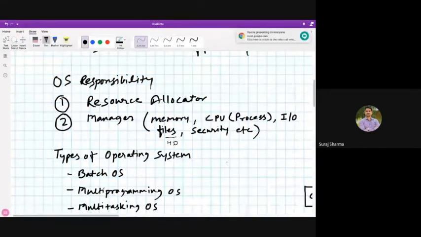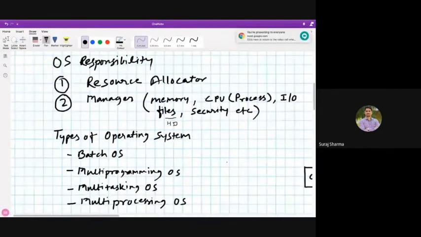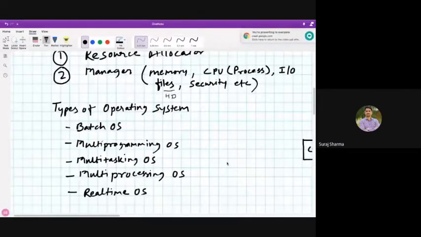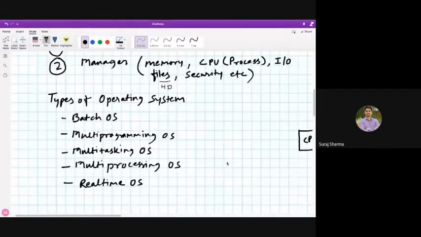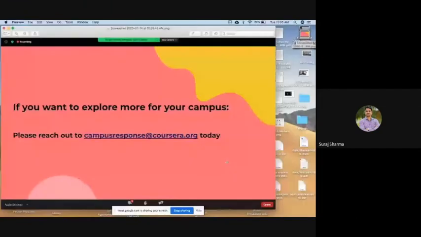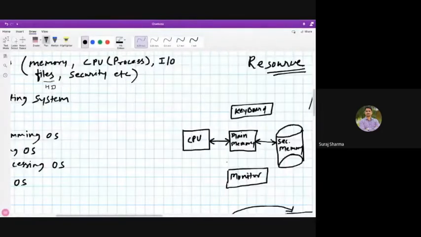Okay, let's go to different types of operating system. Yesterday we saw different types of operating system. One of them is called batch operating system. Batch operating system was used previously, in the early 80s and late 70s, when computer systems came into existence. So how can we describe batch processing?